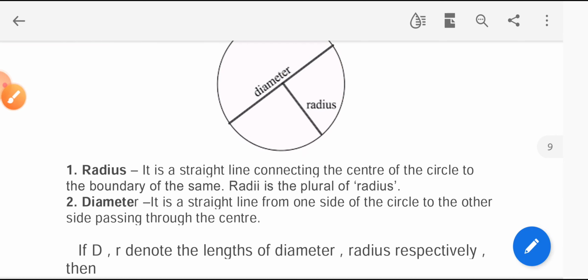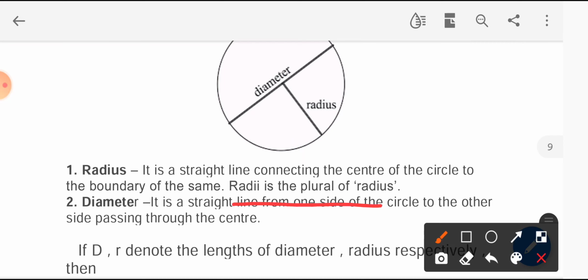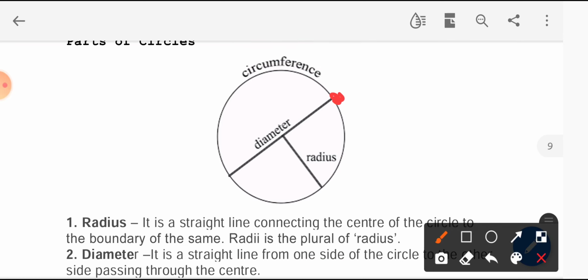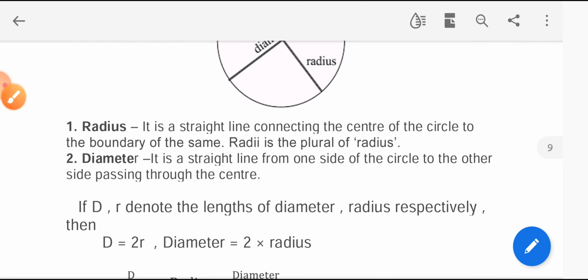Then diameter, it is a straight line from one side of the circle to the other side of the circle passing through the center. The diameter touches the boundary, or we can say it's a straight line that passes through the center. एक साइड से दूसरे साइड के सर्कल को कनेक्ट करता है, and it always passes through the circle, so that one is known as diameter.